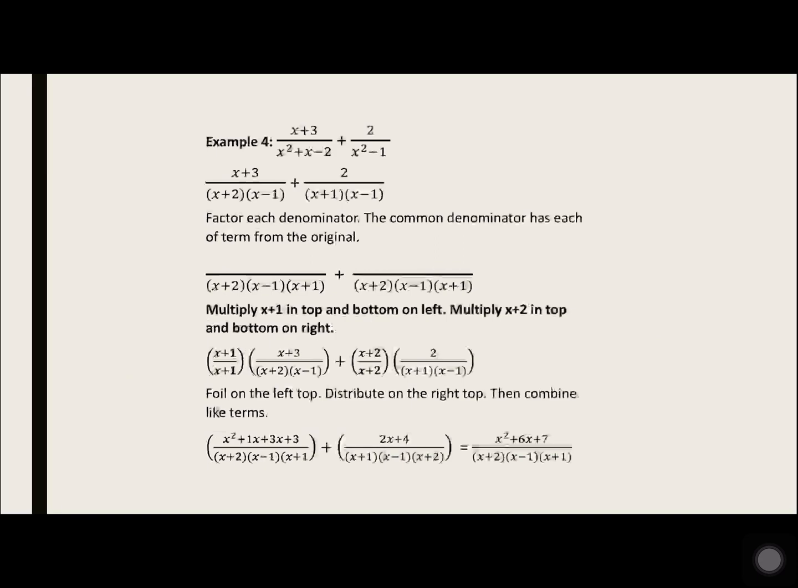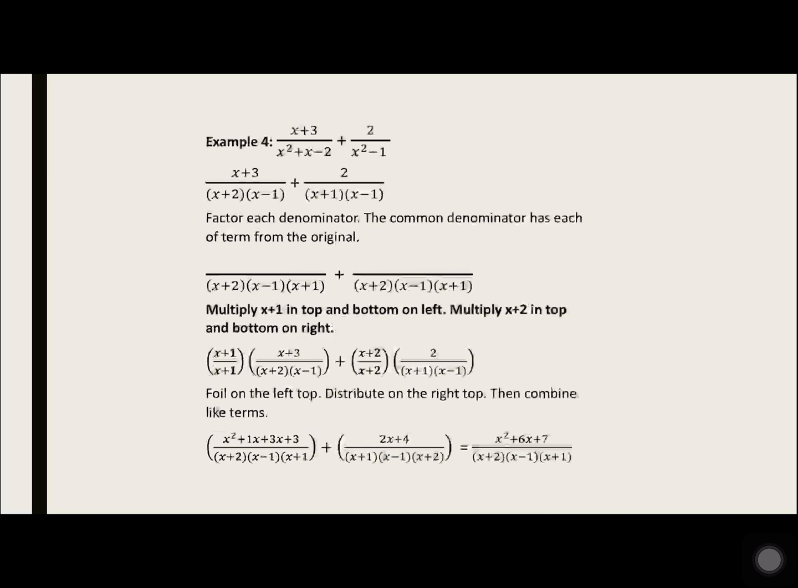Example 4. (x plus 3) over (x squared plus x minus 2) plus 2 over (x squared minus 1). Factor the bottoms. The bottom left is a trinomial with a 1, so multiply to negative 2, add to 1: plus 2, minus 1. The bottom right's a difference of squares: (x plus 1)(x minus 1). The common denominator has to have each term from the original. So at the bottoms, we have an x plus 2, an x minus 1, and an x plus 1. So that is our common denominator.